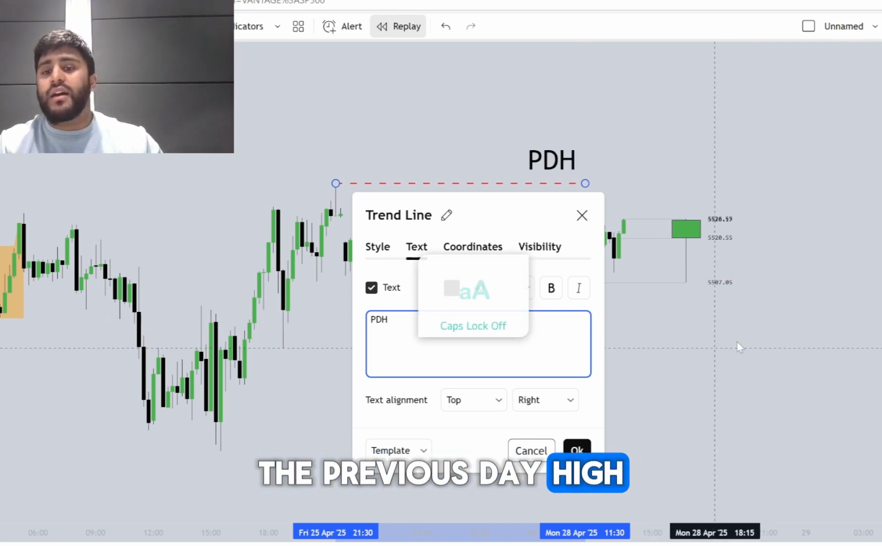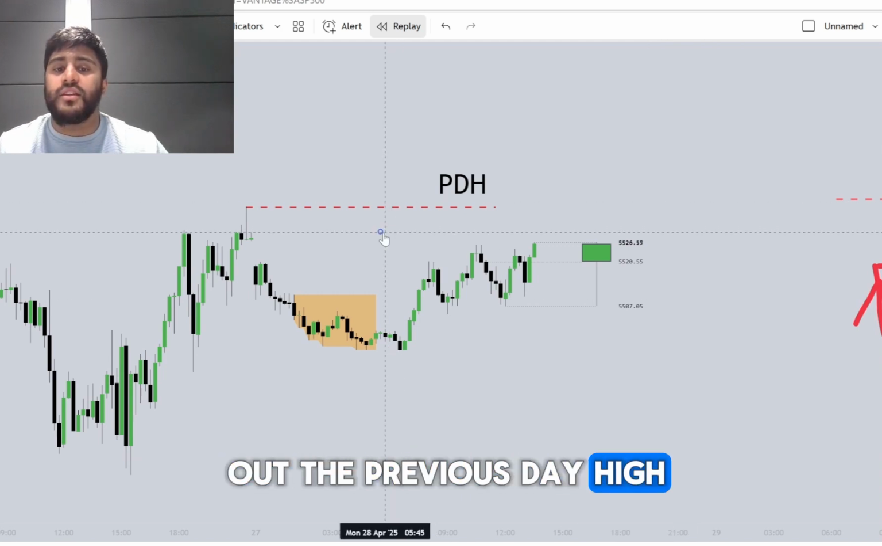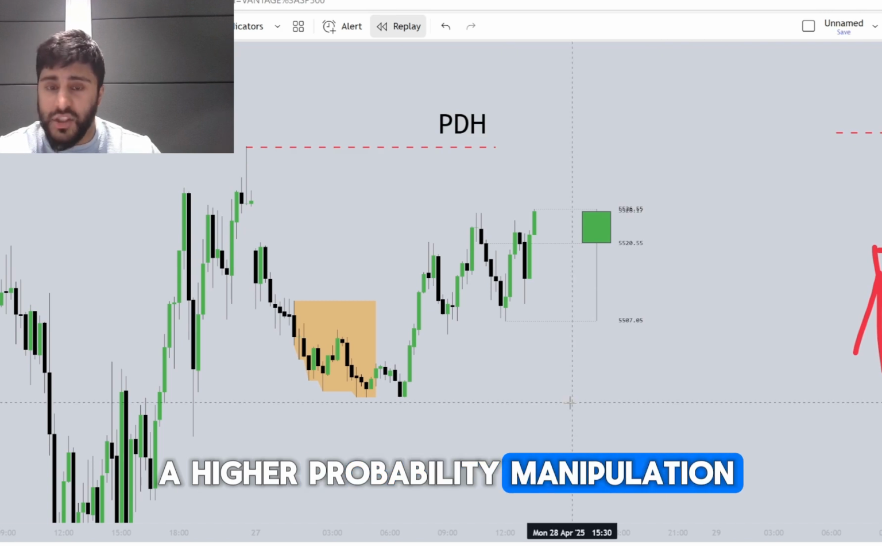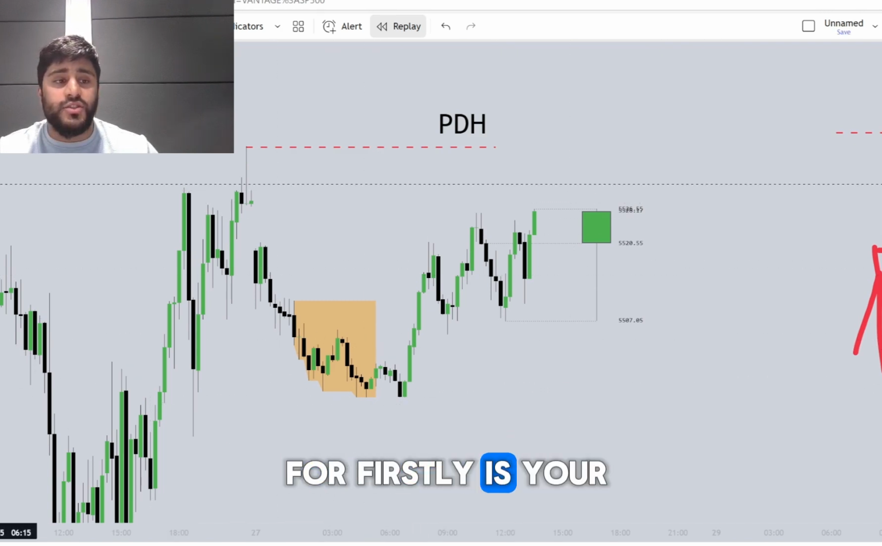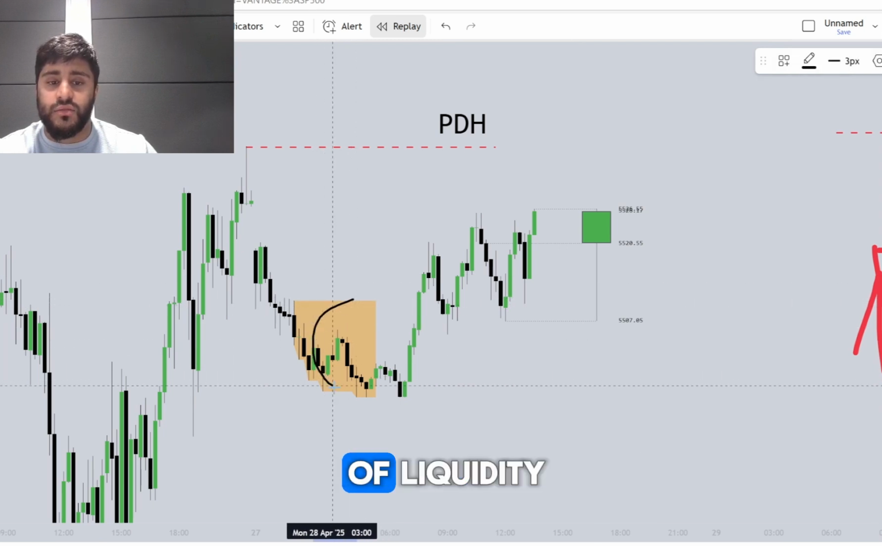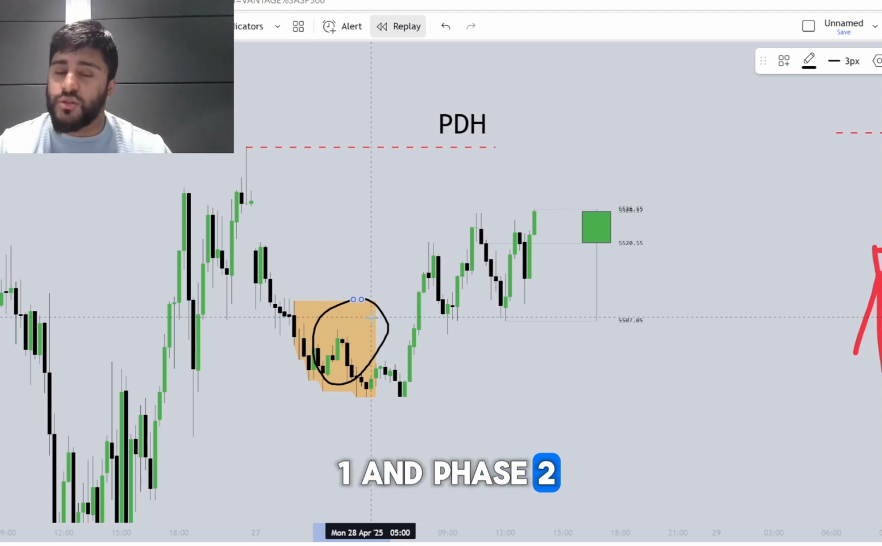Now, the previous day high is essentially what you are waiting for. So when price takes out the previous day high, this you can rest assured is a higher probability manipulation. What you're looking for firstly is your Asian range. The Asian range is an accumulation of liquidity. We often use it for targets and for our phase 1 and phase 2 manipulations.